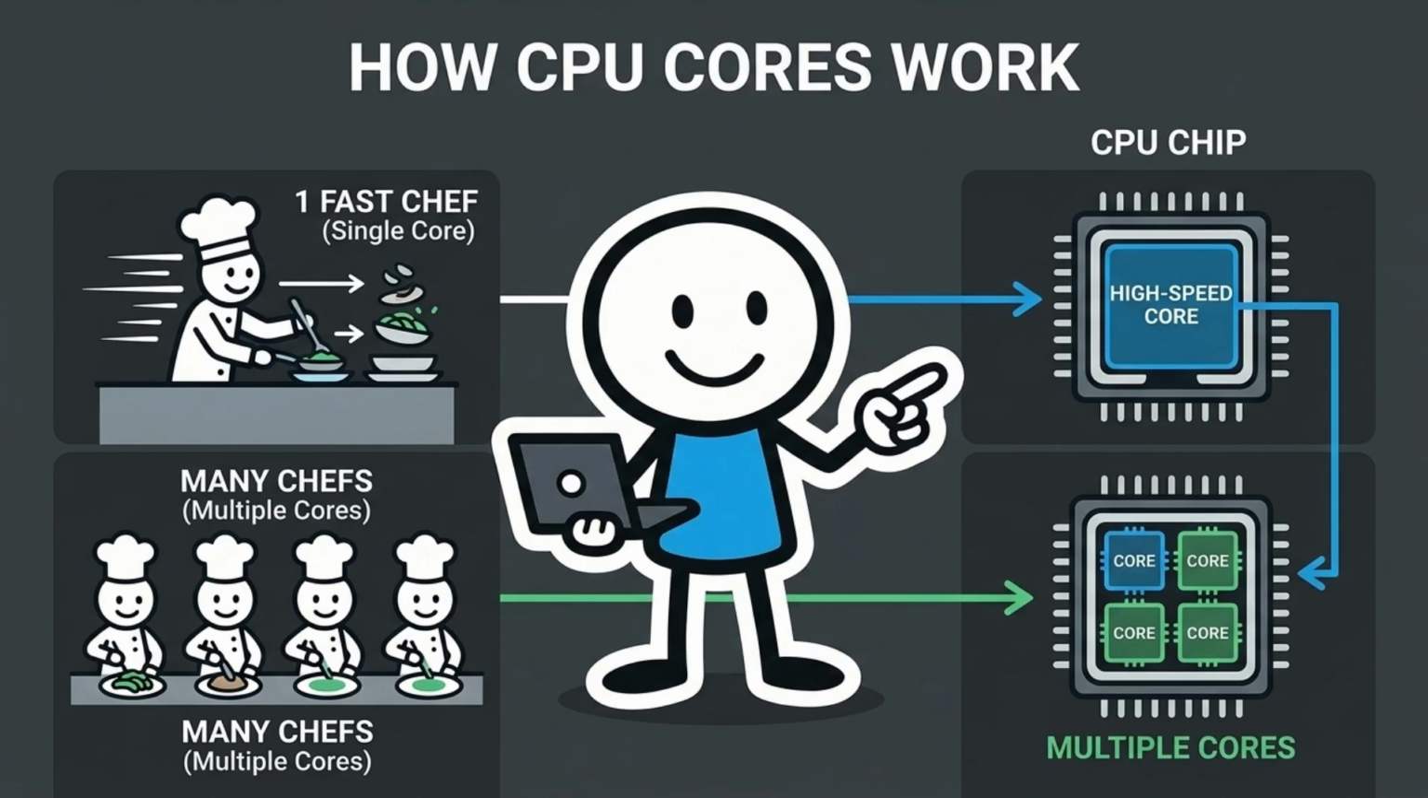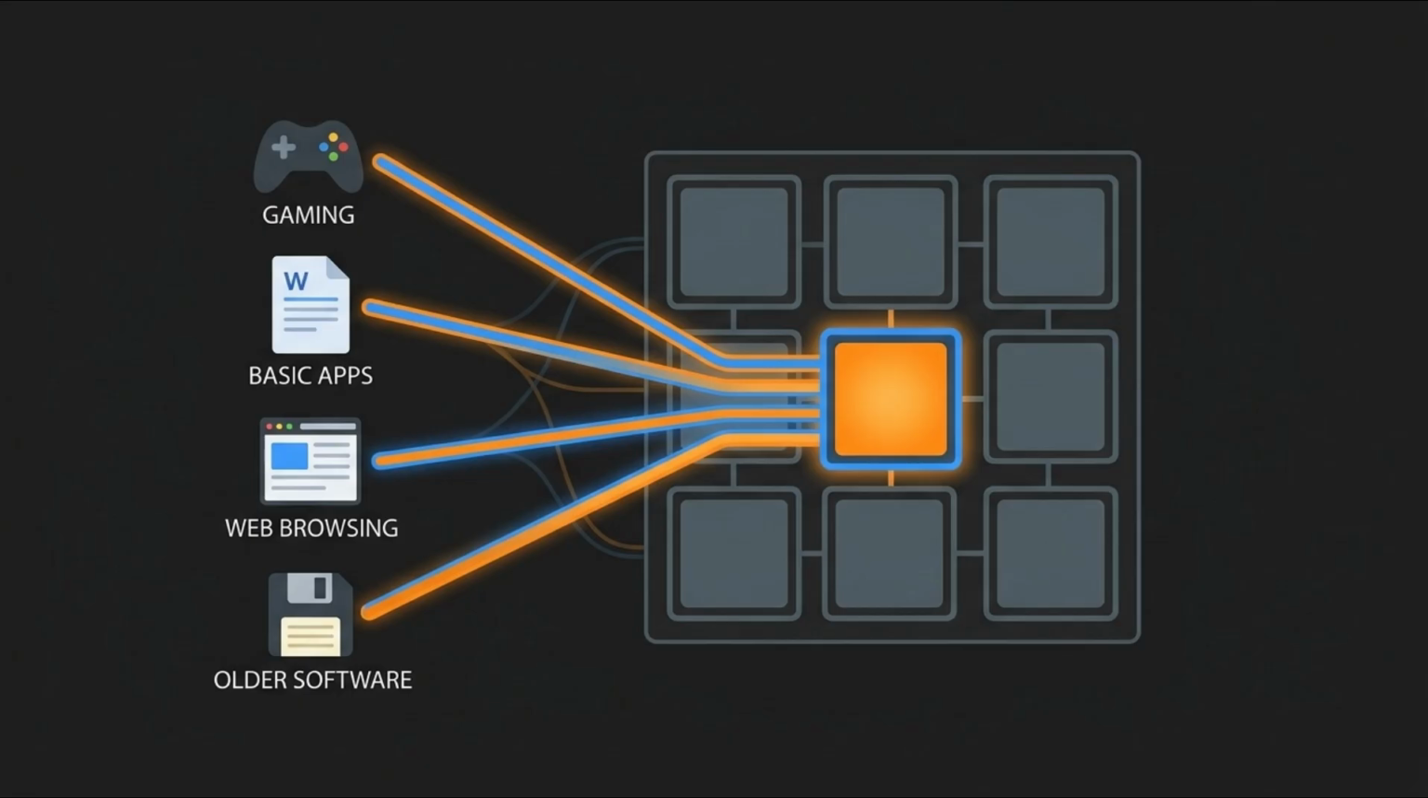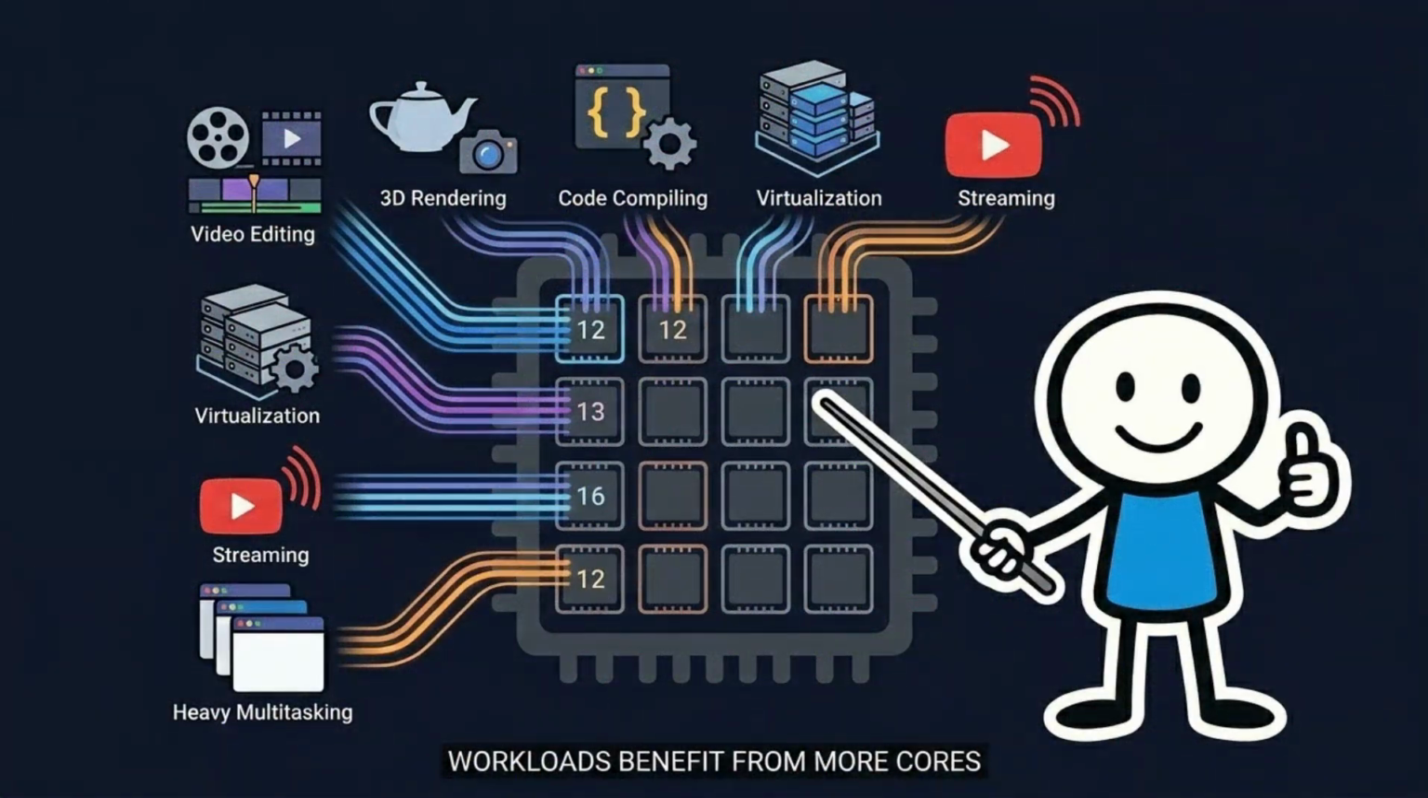Some tasks depend heavily on one or a few strong cores. This is called single-core performance. Many games, basic apps, web browsing, and older programs still care a lot about strong single-core performance. Other tasks can be split across many cores. Video editing, 3D rendering, code compiling, virtualization, streaming, and heavy multitasking can benefit from more cores.